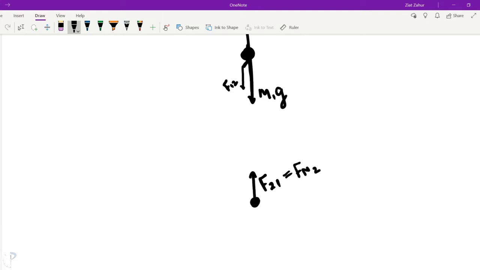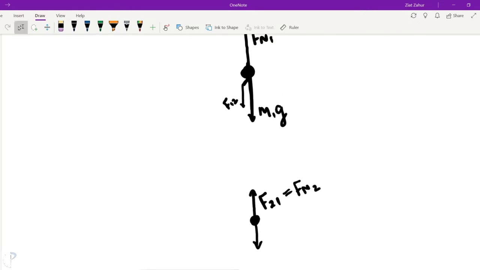Right. And of course gravity pulls it down. Now the force that number 2 applies onto number 1 is the weight of the object. Where's M2G?